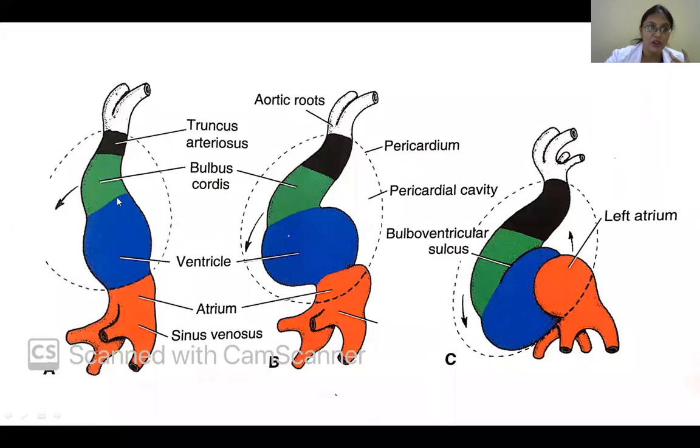And then again, beyond this, you see the bulbus cordis. And then you've got a truncus arteriosus. This truncus arteriosus will become your future aorta and the pulmonary trunk. And here one important point: you have two ventricles. You have your left ventricle and the right ventricle. So the left ventricle is formed by the primitive ventricle and the right ventricle is derived from the bulbus cordis.